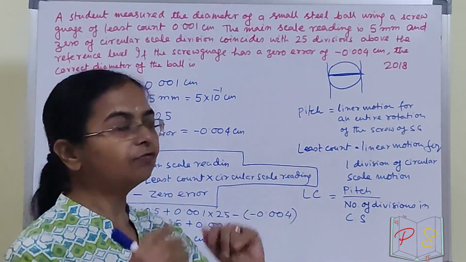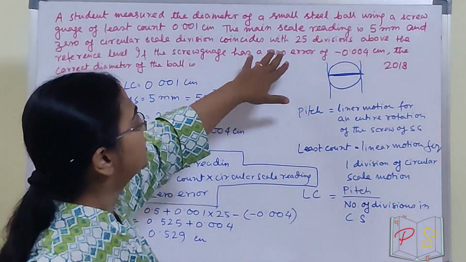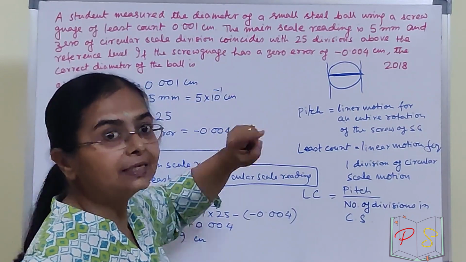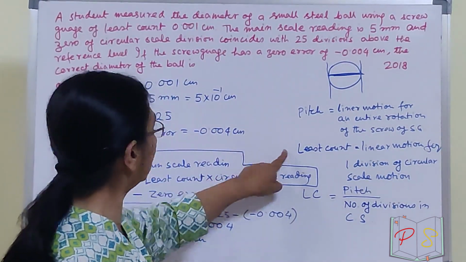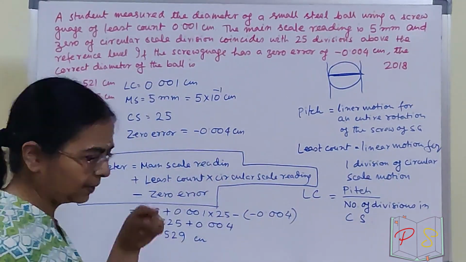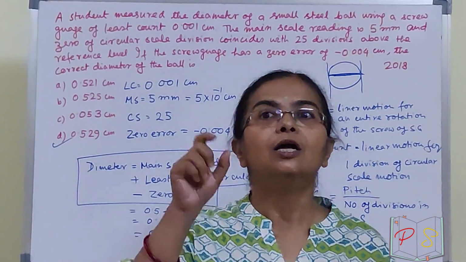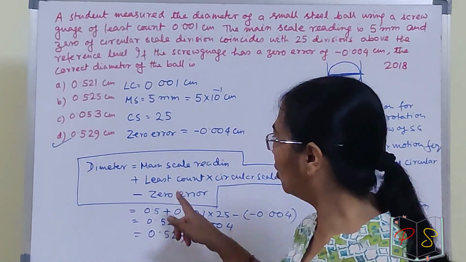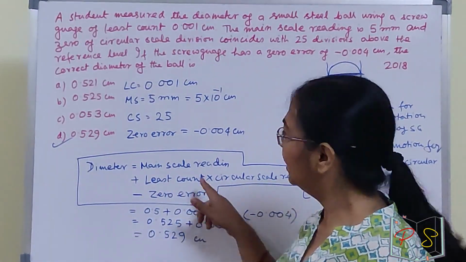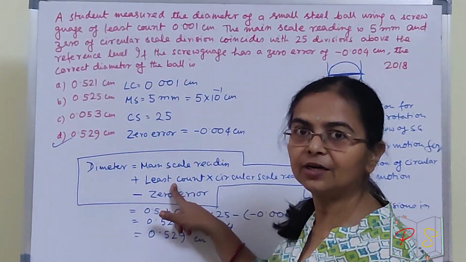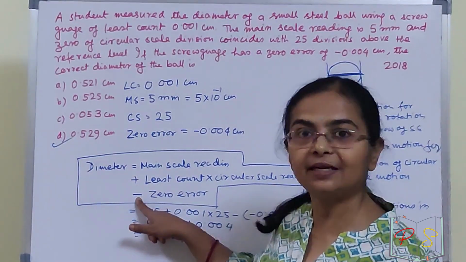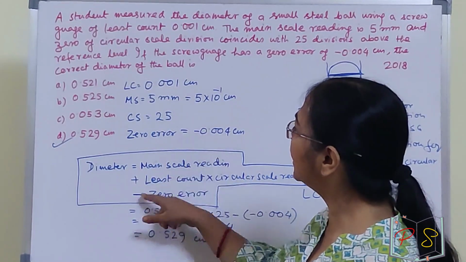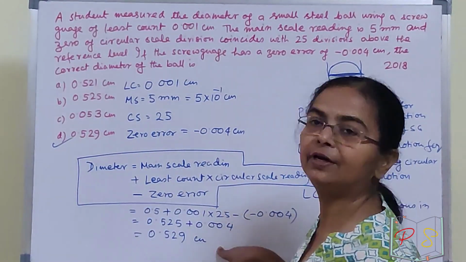Whatever questions I have got so far, that is on screw gauge, you must have this concept of pitch, least count, and this scale. Main scale reading plus least count into circular scale reading plus or minus of zero error. This to remember in plus condition, this you remember in negative condition. Whatever be the zero error, minus of that zero error you must do.